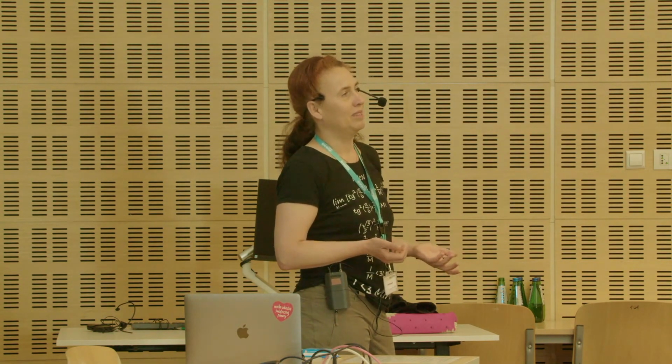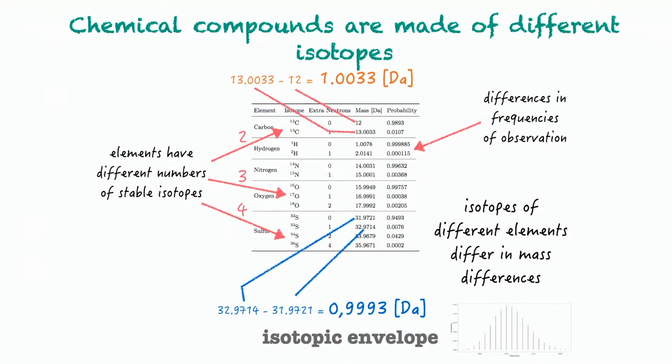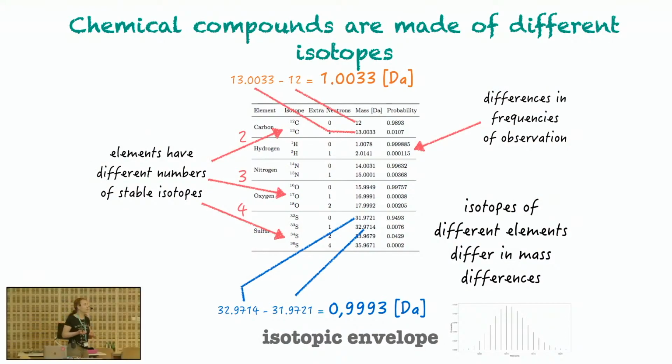You probably know that in nature, we have different elements like carbon, hydrogen, sulfur, and all these elements have several stable isotopes, like C12 for carbon with 12 neutrons, and C13 for carbon with 13 neutrons. The same for hydrogen and deuterium. For sulfur, we have 4 stable isotopes. And this is why when we put a population of molecules into the mass spectrometer, we obtain as a spectrum a whole bunch of peaks like here.